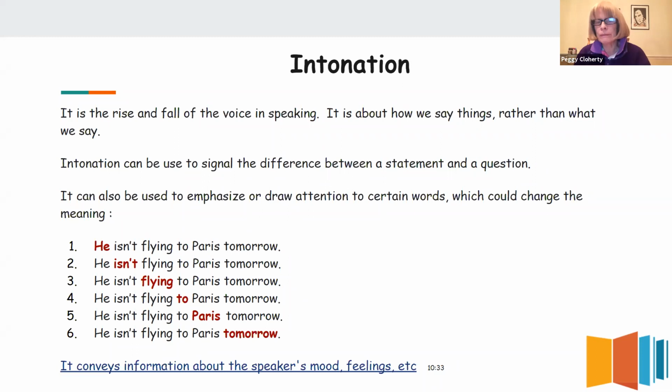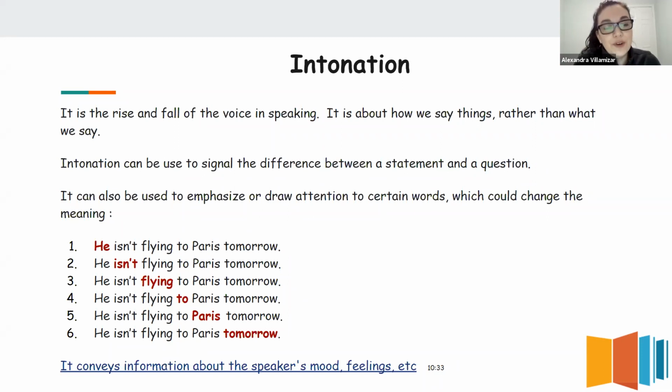That's fine with me. Okay, he isn't flying to Paris tomorrow, which tells me that's not how he's going to move. So he isn't flying. Maybe he's taking the bus. Right? The boat, yeah.